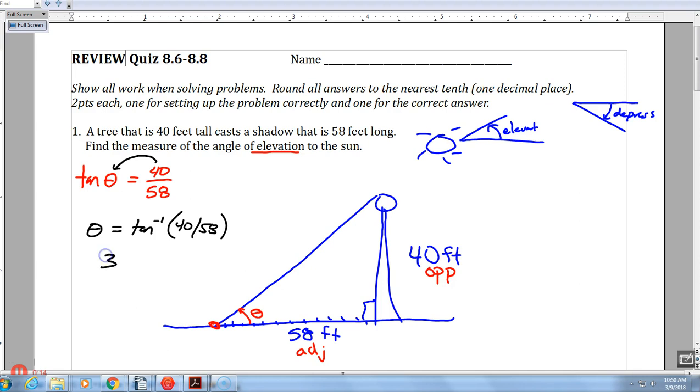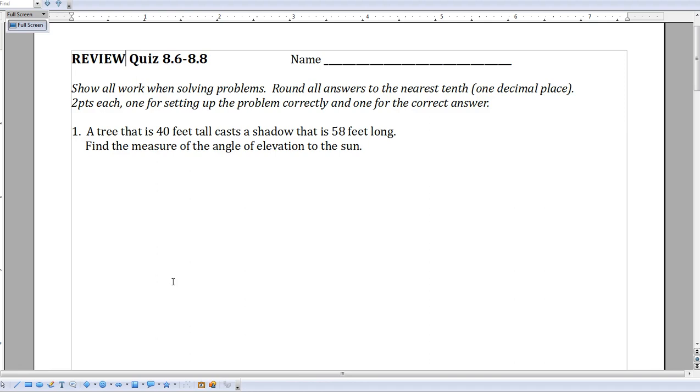It's looking like about 34.59-ish. What do they want? Nearest tenth, so 1 decimal place. So 34.6 degrees. Number one, done. Moving on. Number two.